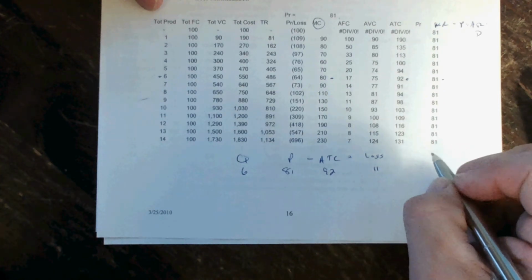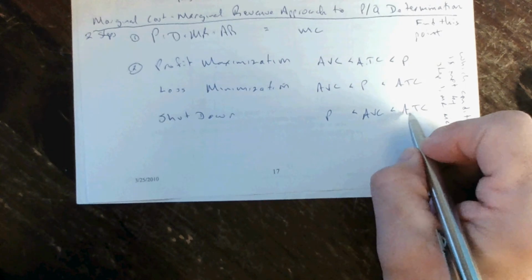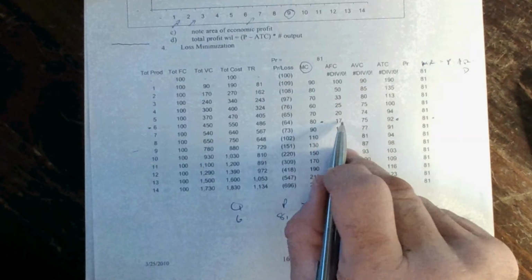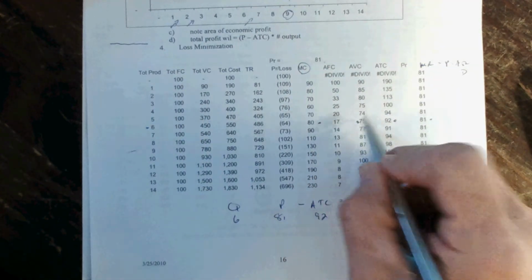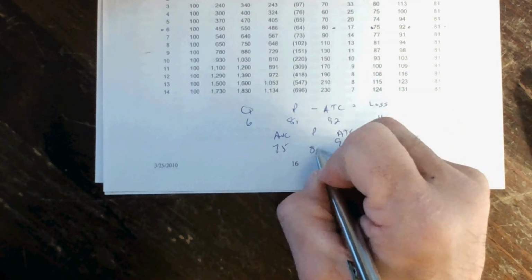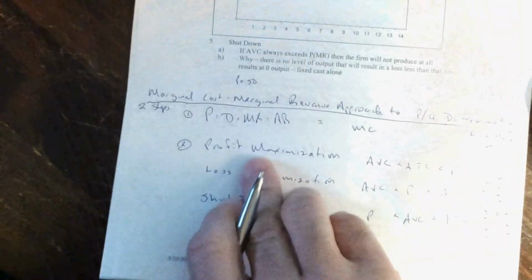Now, what's true? We know that our price is less than average total cost. So we're going to either shut down, or we may loss minimize, depending on, now that we know price is less than average total cost, where is price with respect to average variable cost? Well, at 6 units of output, our average variable cost will be 75. So average total cost of 92, average variable cost of 75, our price is in between. This firm will stay open and loss minimize, and this is why.